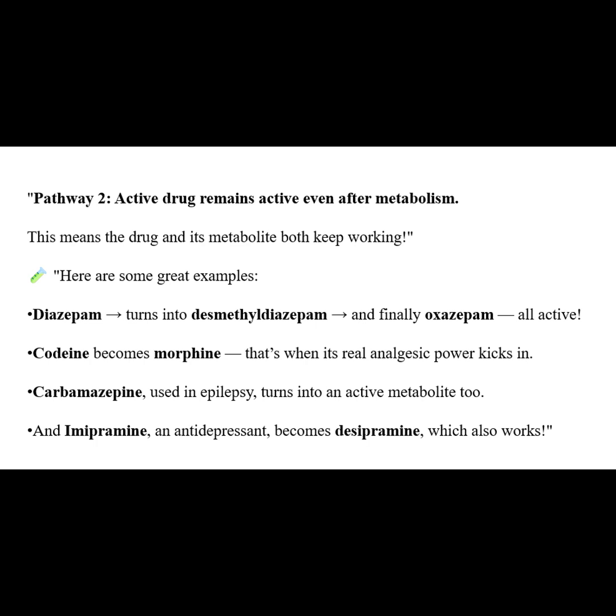Coming to the second part, the active drug remains active even after the metabolism. This means the drug and its metabolites both keep working. Here are a few examples. Diazepam turns into desmethyldiazepam and finally oxazepam. All the metabolites mentioned are active. Coming to the next example, codeine becomes morphine. That's when its real analgesic power kicks in. Next, carbamazepine used in epilepsy turns into an active metabolite too. And imipramine, an antidepressant, becomes desipramine, which also works.